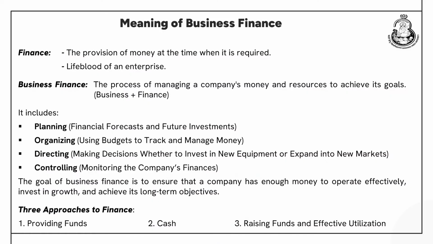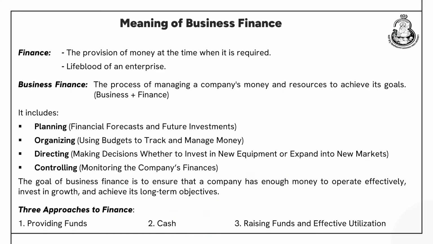So there are three approaches to finance. The first one is providing of funds, the second one is cash, and the third one is raising funds and effective utilization. The first one sees that finance is used when we have certain requirements, the provision of funds is what is finance. The second one is we refer to having cash, a sufficient amount of cash, that is what we look at in terms of finance. And the last one is raising funds and its effective utilization, that is more important. Only raising is not important, how you are going to utilize that money also matters. That is what we talk about here.